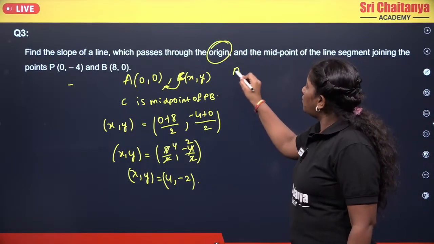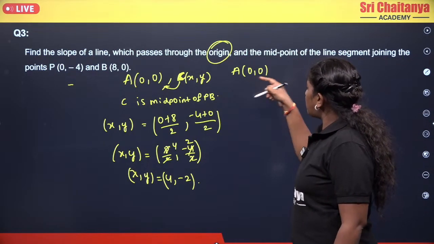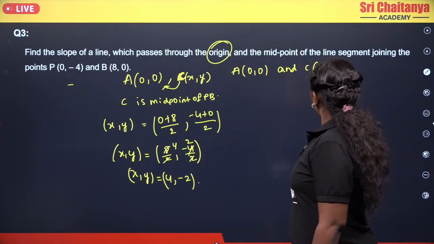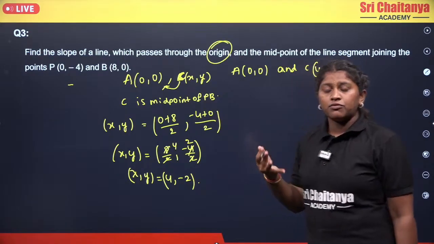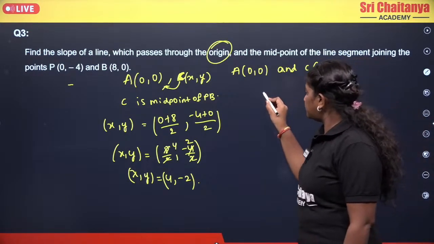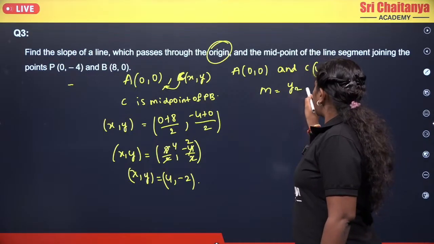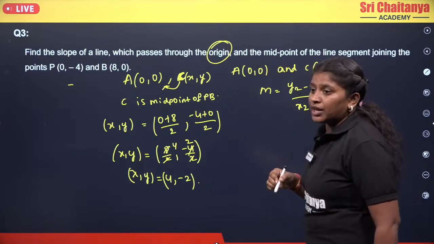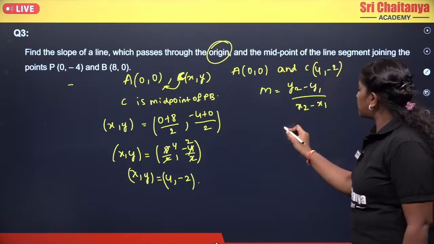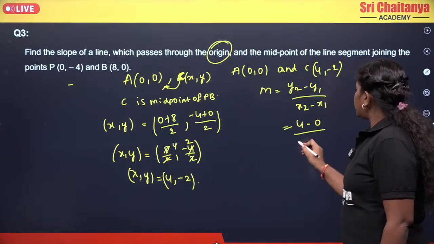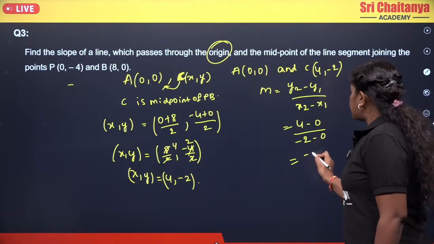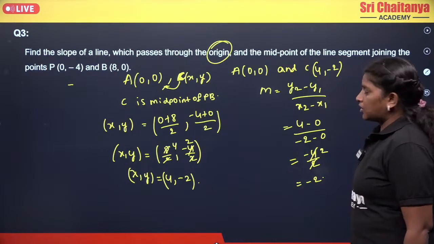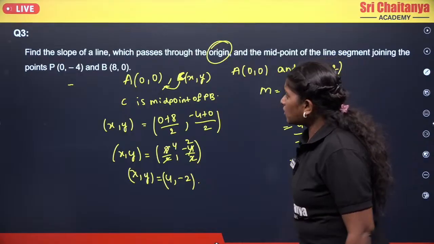So we got the coordinates of the other point and they already gave one of the points as the origin. So now we need to find the slope between A, which is the origin 0 comma 0, and C, which is 4 comma minus 2. Okay. Now apply the formula of the slope, that is m equals y2 minus y1 by x2 minus x1. Okay. Now place the values in the formula. So that becomes minus 2 minus 0 by 4 minus 0. So that becomes minus 2 by 4, which simplifies to minus 1 by 2. Understood? Now let's solve the next one.